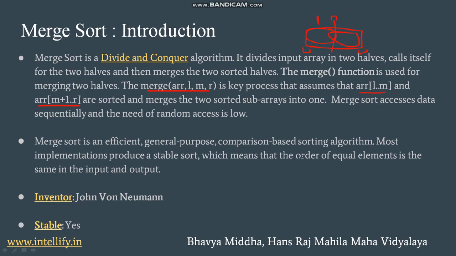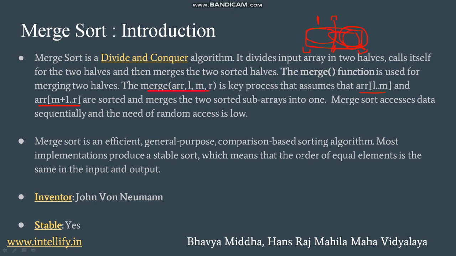So the first subarray is represented by ARR, that is the array name, L to M. And this subarray is represented by ARR M plus 1 till R. M plus 1 is to start from the next element till R. R is the index of the last element in the array.